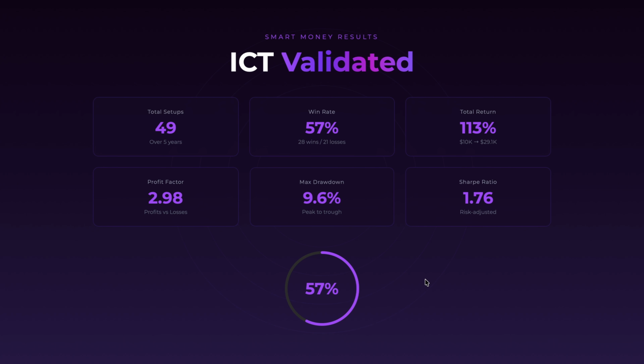Over the full test period, the strategy produced a meaningful sample of setups, which makes the result more trustworthy. The win rate shows consistency, but expectancy matters more. Average wins should outweigh average losses, and our profit factor reflects that balance.